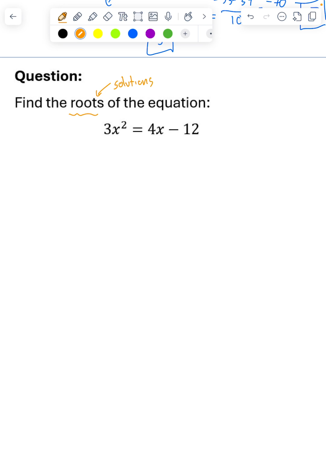Now this one's a little different because some people are going to want to jump in right away and say, oh, A is 3, B is 4, C is negative 12, and then they're going to get it wrong. So don't be that person, right? We always got to get one side to 0 first. So in this case, I could either subtract 3x squared from both sides, or I can subtract 4x minus 12. It doesn't matter. You can do either one, right?